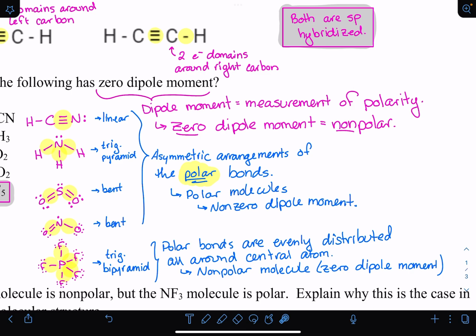Lewis structures are not intended to convey geometry, so you do not have to draw a bent molecule with a bend in it. I just did so it's a little bit easier to talk about why this is polar or nonpolar. So same idea applies to the next two ones, SO2 and NO2, both have a bent geometry.